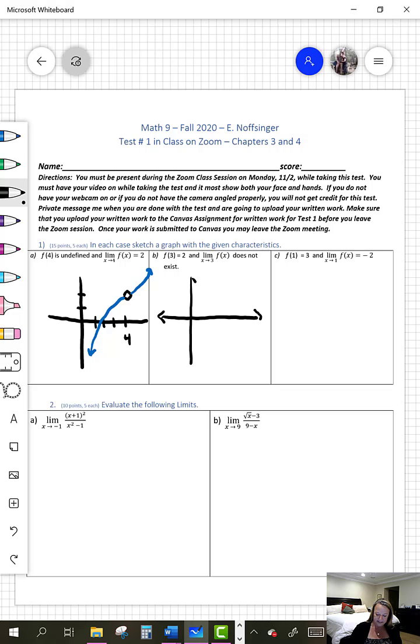So the next one says that f of 3 is equal to 2. So when x is equal to 3, let's put a point at 2. But then it says the limit as x approaches 3 of f of x does not exist. So we know we have a point here. We could have something where it's approaching maybe 2 on the left of x equals 3, and then we have some jump in the graph. So the other side is not coming in and approaching y equals 2, as x is approaching 3 from the right.